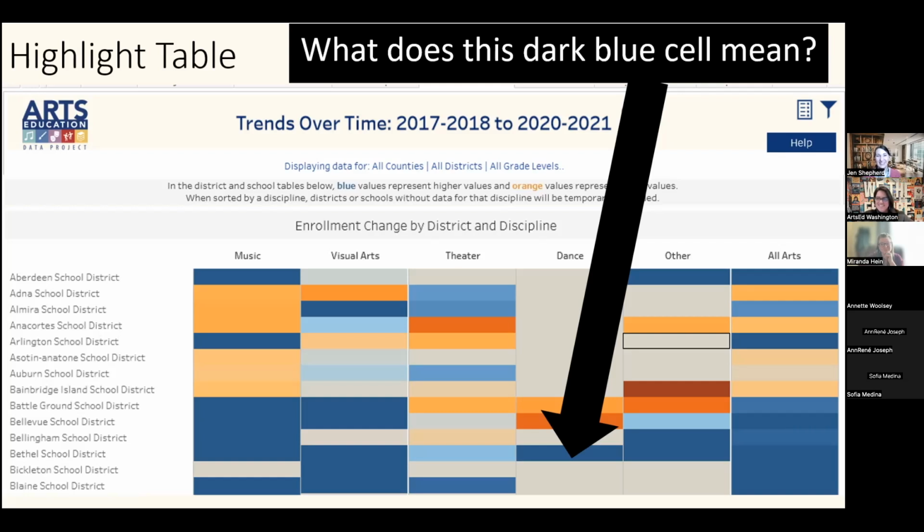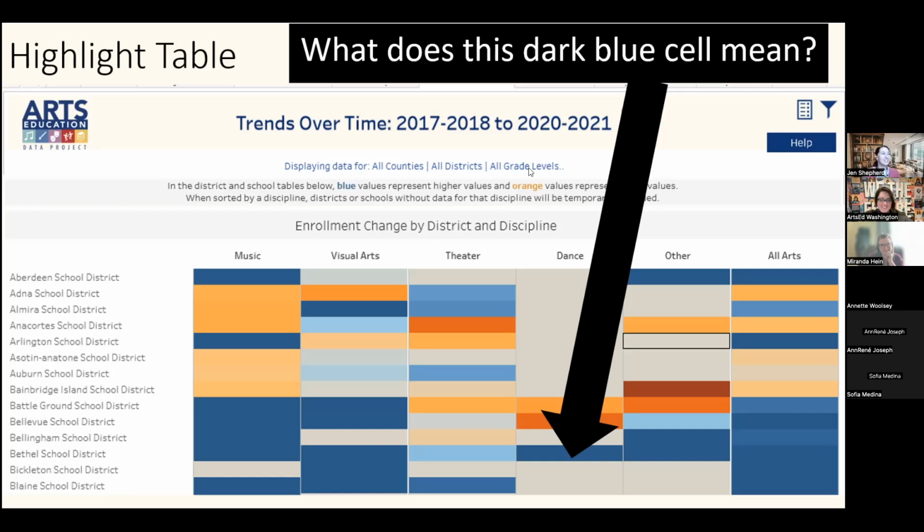I'd say it looks like Bethel is really the only district on this chart. Clearly, these aren't all the districts that have any kind of a robust dance program. You go, Bethel. That's great.